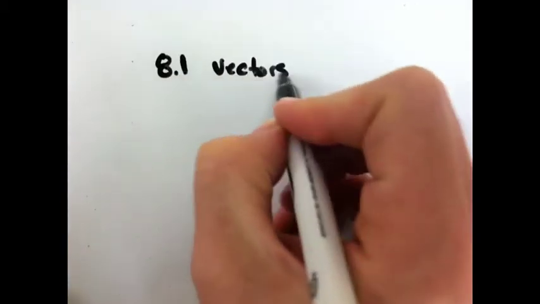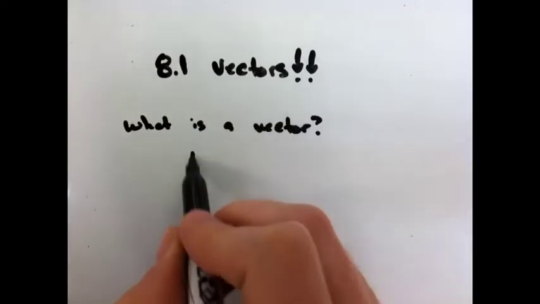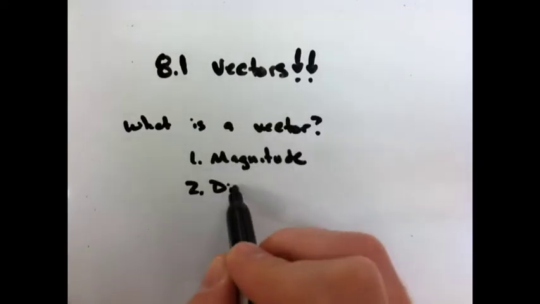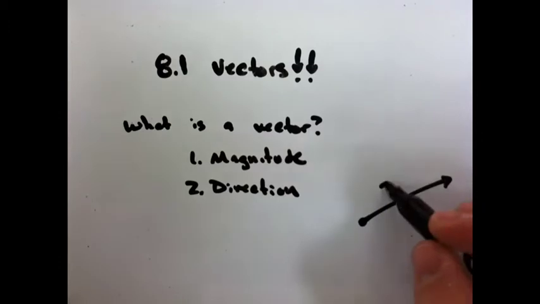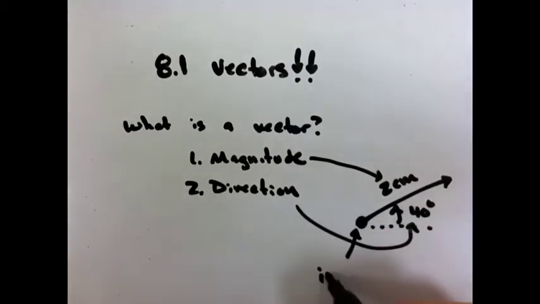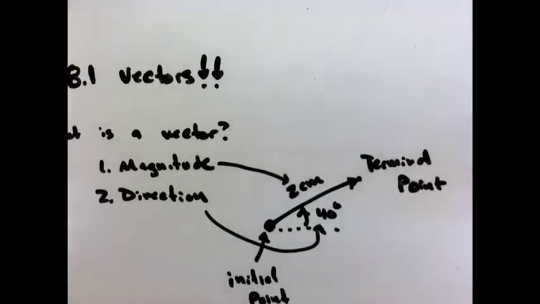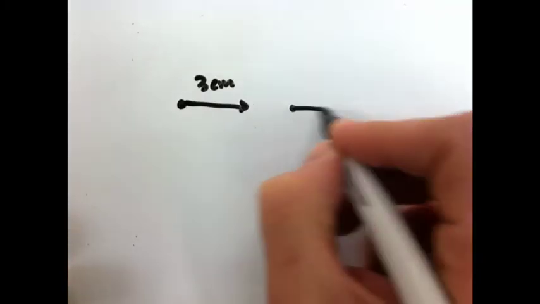All right, we're going to start today. We're going to talk about vectors. Vectors, as we talked about, indicate two things, magnitude and direction. We usually draw them with cute little arrows, and they usually start with what we call the initial point, and they go to the terminal point. In this case, 2 centimeters would be our magnitude, 55 degrees would be our direction.